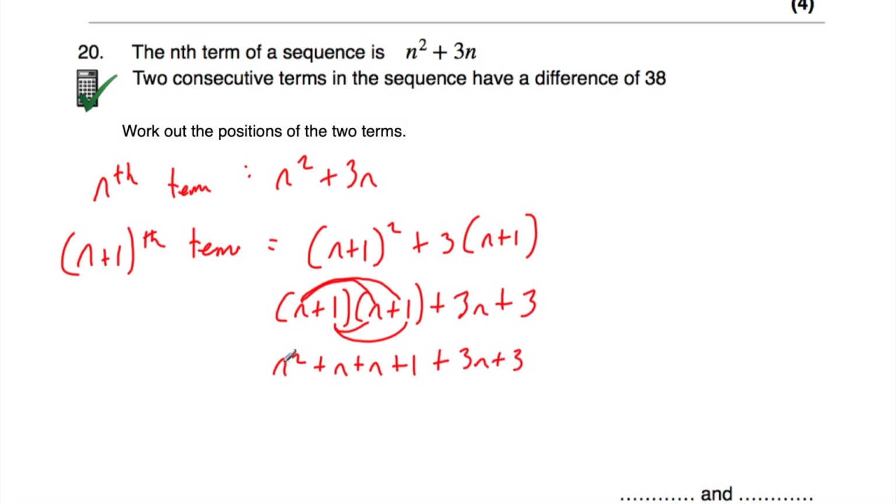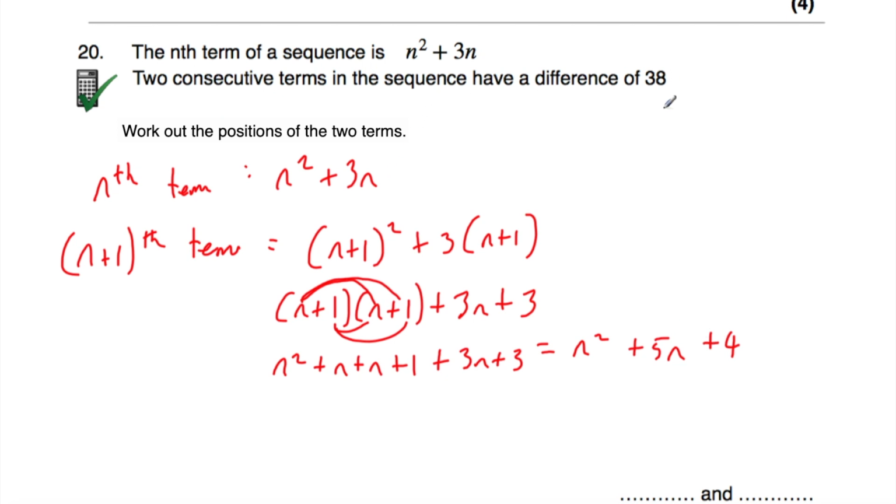And now let's just simplify this. So in terms of our n squared terms, we've just got n squared. Now let's look at our n terms, or the terms involving n. So we've got n plus n plus 3n, that's going to be plus 5n. And now let's look at our numbers. We've got 1 plus 3, that's plus 4. So we've got the nth term is equal to n squared plus 3n, and we've got the next term, the n plus 1th term of the sequence, would be n squared plus 5n plus 4.